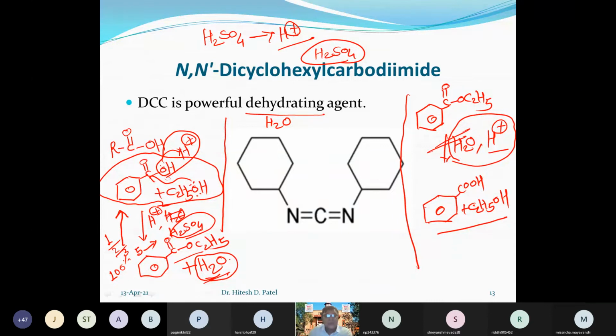So this reaction is a reversible reaction, and to avoid such a problem we have to use another reagent. Its name is DCC.